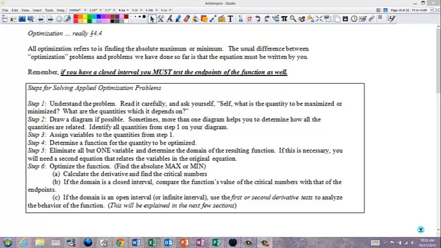Optimization, which is 4-4. And this should be in your notes, 4-1.